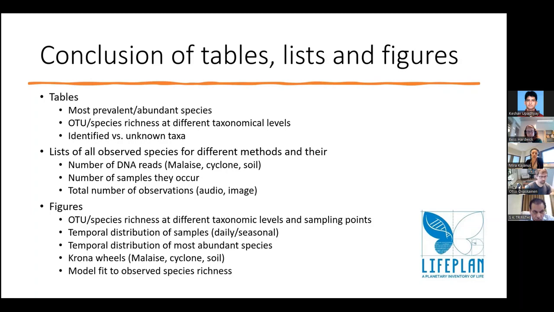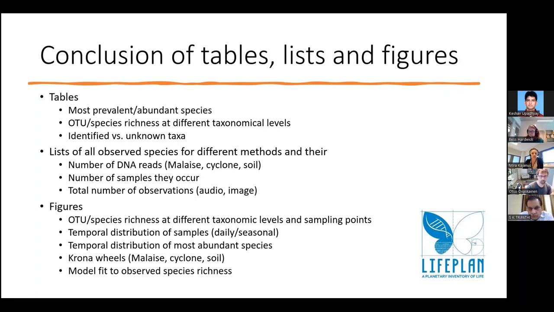For example, for DNA data, the number of the DNA reads, for all the data, the number of samples that the species occur in, and also the total number of observations that were observed in the audio and image data. So you can get full lists also of all the data, although this report does not include all the species.